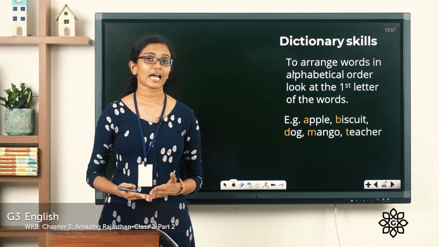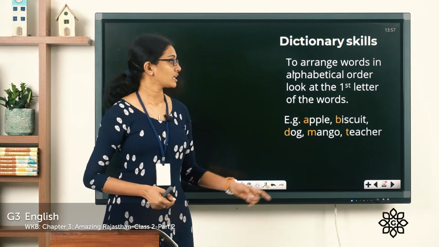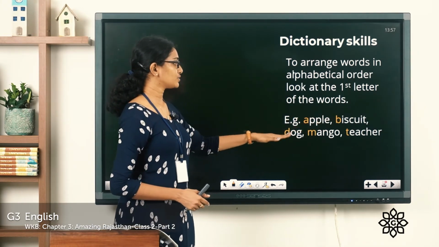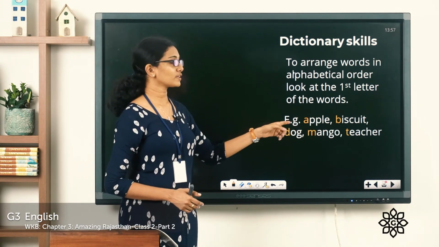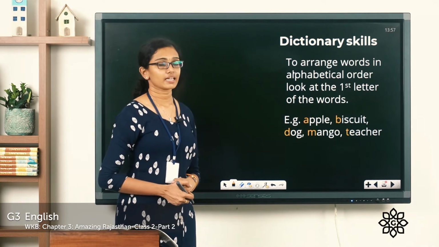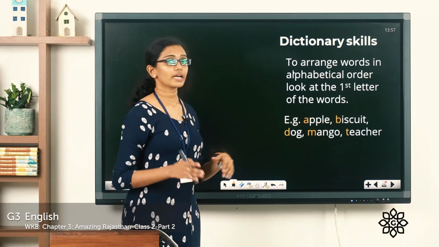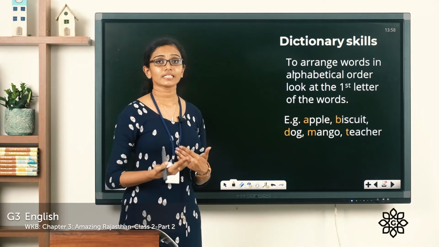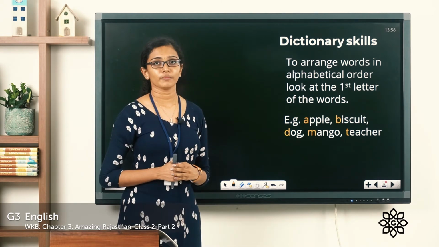To arrange the words in alphabetical order, you have to look at the first letter of each word. You have some examples here. Apple, biscuit, dog, mango, teacher. Look at the first letter of each of these words. Apple, the first letter is A. Biscuit, the first letter is B. So in the dictionary, which word would come first? Which letter comes first, A or B? Letter A comes first in the alphabet, right?